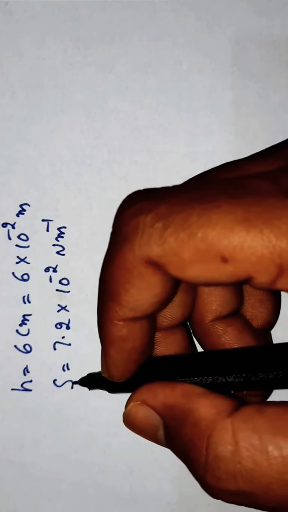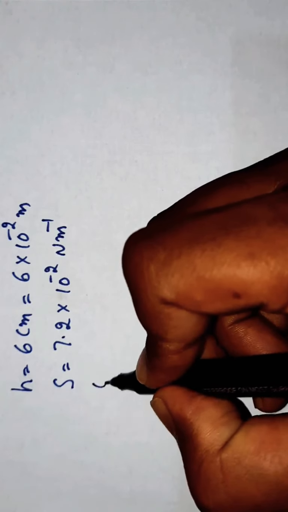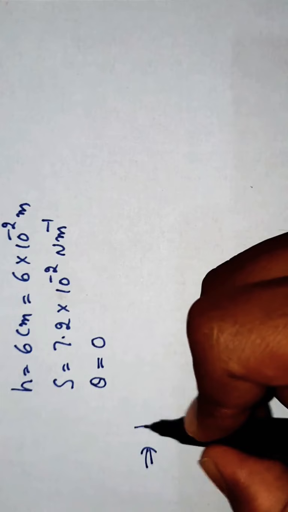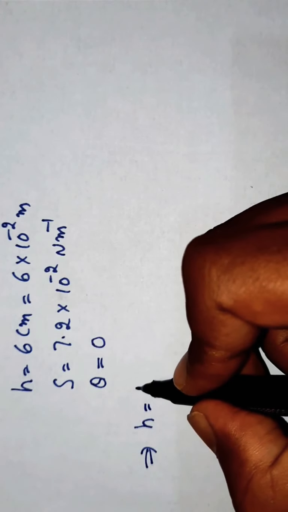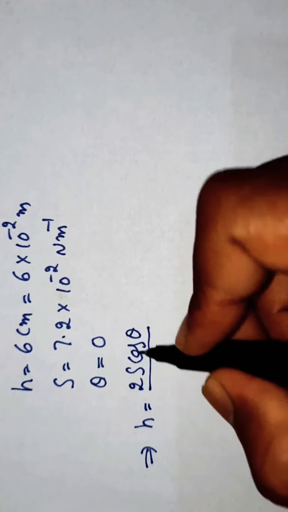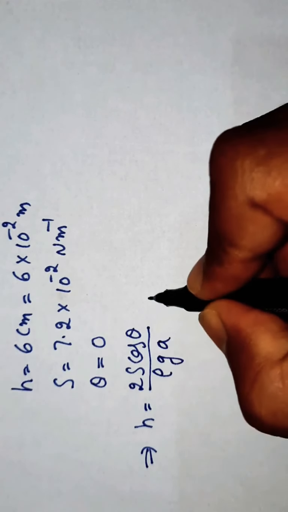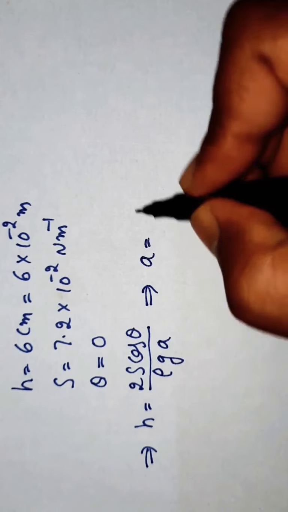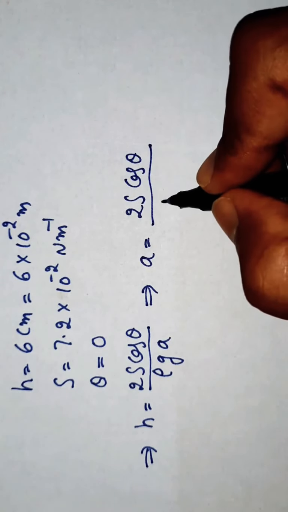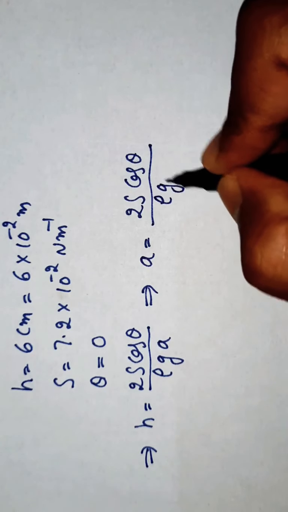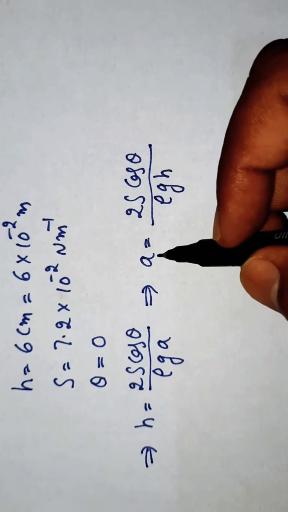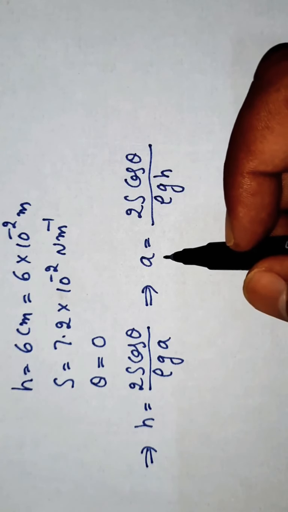Here the angle of contact is, let us take 0. So we know h is equal to 2s cos theta by rho g a. So from this, a is equal to 2s cos theta by rho g h. So here a is the radius of the capillary tube.